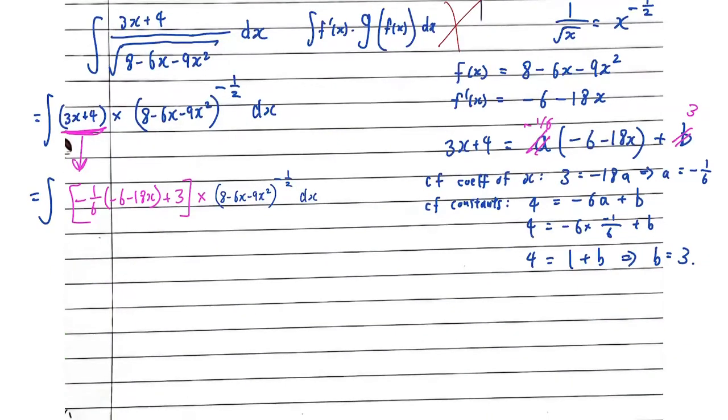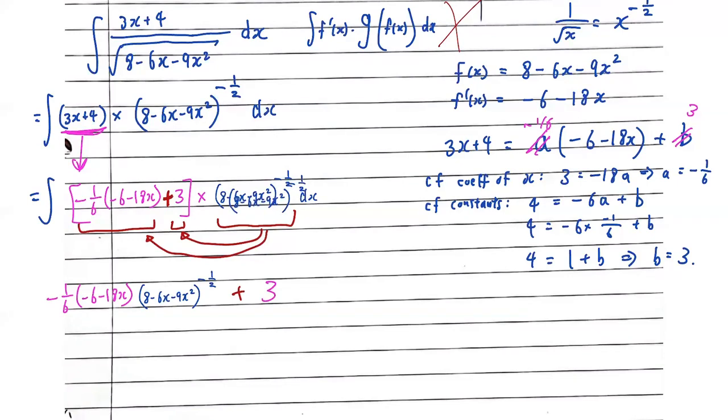Okay, so over here, what we can do now is you see that there are 2 terms, right? First term here, second term there. Then you have a term outside. Then you can multiply in. So we do that. Then we'll end up with -1/6 of -6 minus 18x multiplied by this expression. Then there's a plus sign over here, so I write down a plus. 3 times of that same expression, 8 minus whatever, close bracket, then to the power of -1/2.